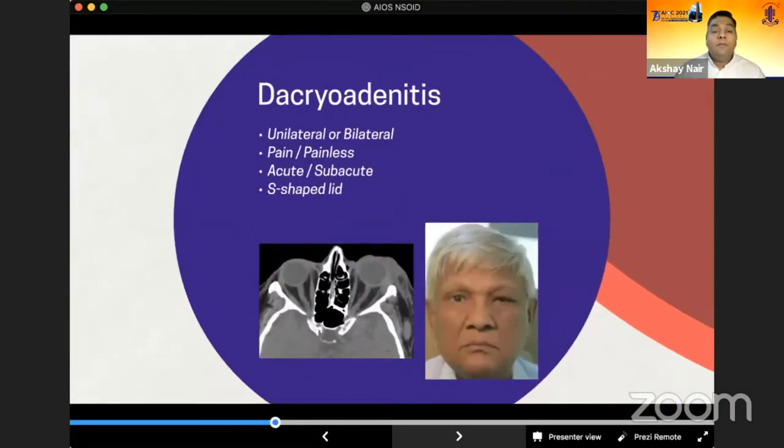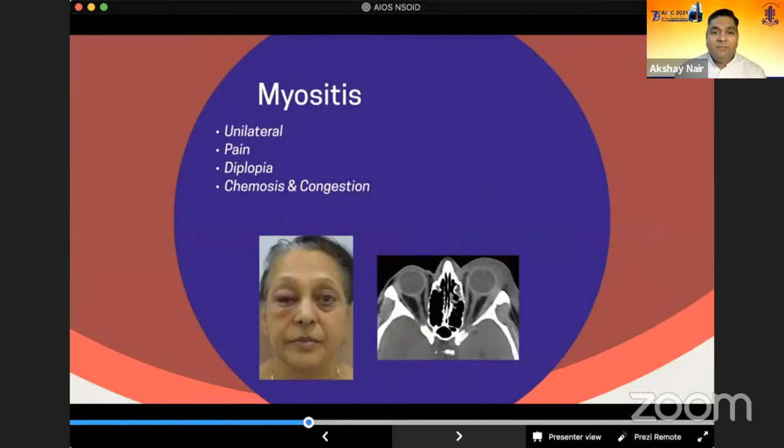Lacrimal gland association. This can be unilateral or bilateral, but more classically unilateral and sequential. Pain is typically seen, although rarely it can be painless. The course is acute to subacute, and classically you see an S-shaped eyelid that you see here. Again, subjectively, in terms of complaints, you have patients across the spectrum: patients who are absolutely painless, in which case it more likely could be a viral dacryoadenitis, or patients where there can be severe pain as well.